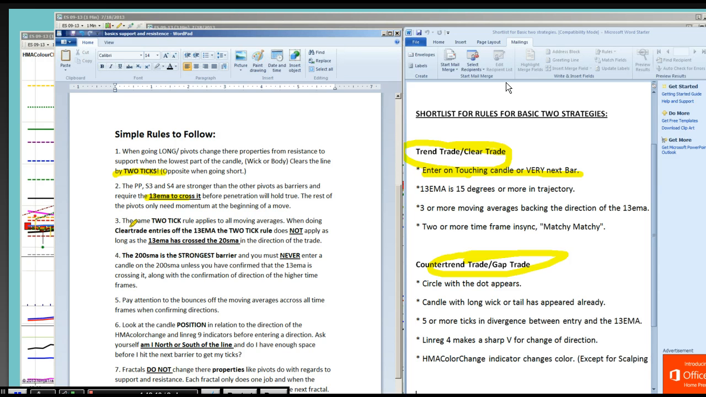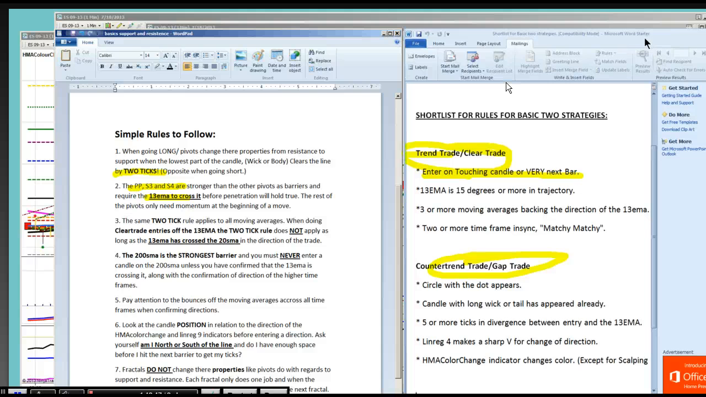When it comes to pivots, you want to make sure that your 13 EMA crosses your PP, your S3 and your S4, your concrete floors versus your wooden floors. Remember, with your wooden floors, you can ignore the pivots if you're in a trend, as long as there's momentum. Let me just move this out so you can see it. You don't have to wait for the 13 to cross it as long as there's momentum and you're on the trend.